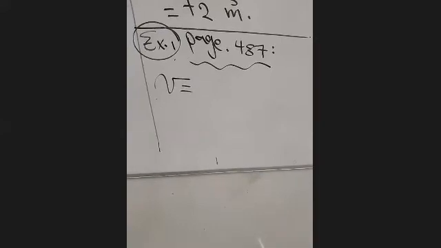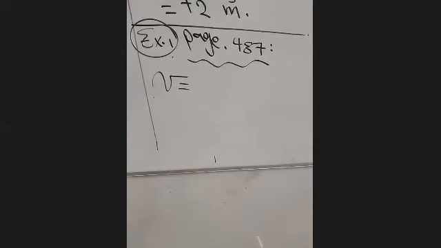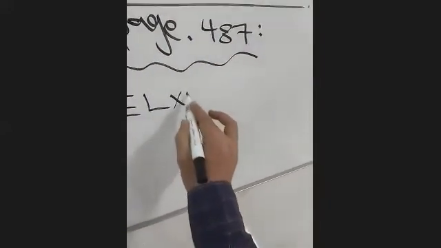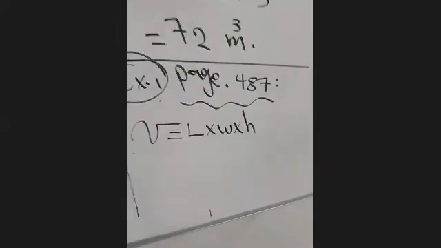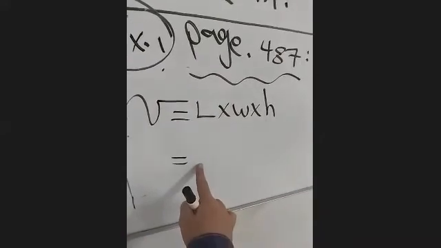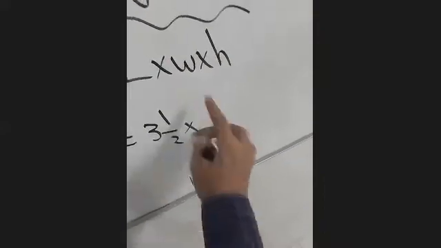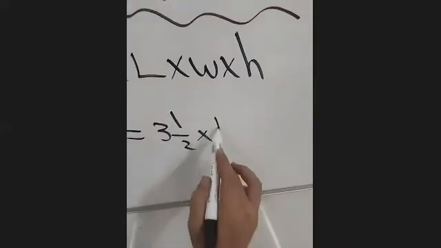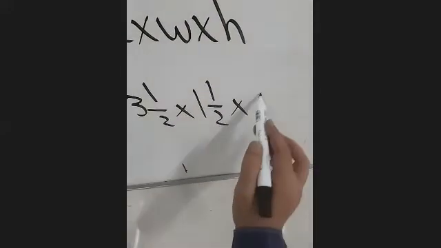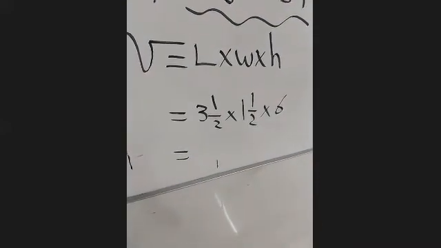We multiply the length, the width, and the height. Length multiply width multiply height equals. What's the length? 3.5. The width, what is it? 1.5. The height, what is it? 6. Do you know how we multiply these numbers? Yes.